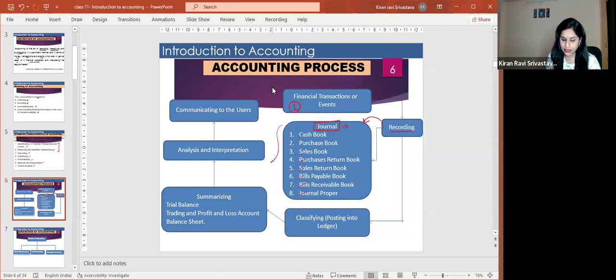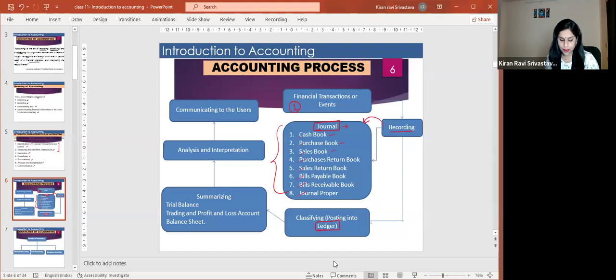And these are some main books and sub books of journal. For example, all the cash transactions will be recorded in cash book. All the purchase related transactions will be recorded in purchase book. All the sales related transactions will happen in sales book, etc. I'm not going deep here. Then once it has been journalized, it has to be classified. And that classification happens in a place called ledger. So after journal, we go on to prepare the ledger.